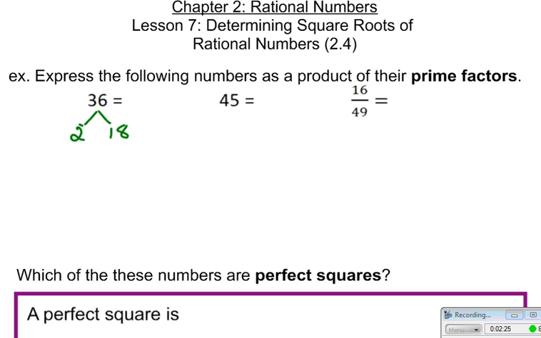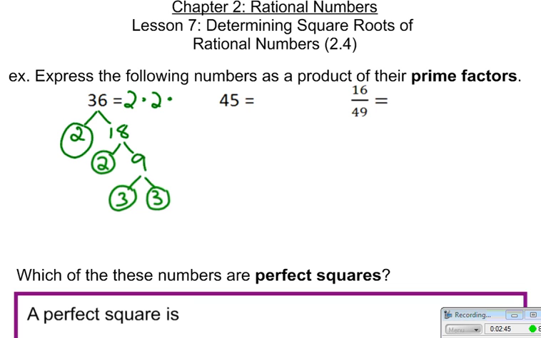2 is prime. I'm going to circle it. I'm going to split up 18. 18 is also even, so I'm going to divide it by 2. And we get 2 times 9. 9 is not prime. We can get it by 3 times 3. And 3 are prime numbers. So the prime factors of 36 are 2 times 2 times 3 times 3.